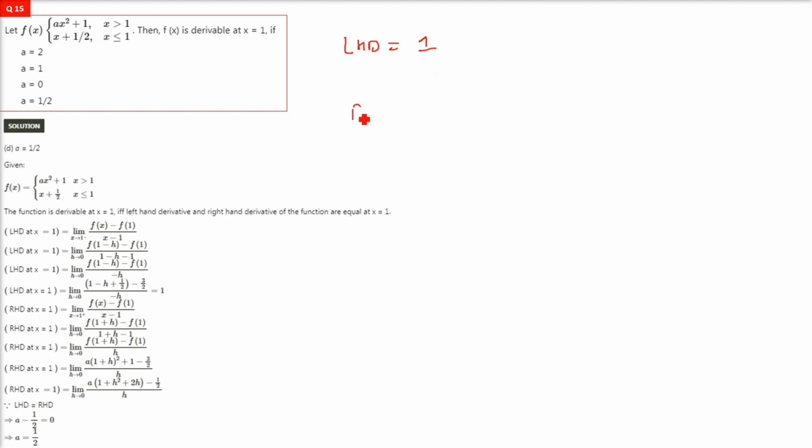Now coming to the right hand derivative, and if you remember, (f(x) minus 3 by 2) divided by (x minus 1), that was the simplified version I told you.